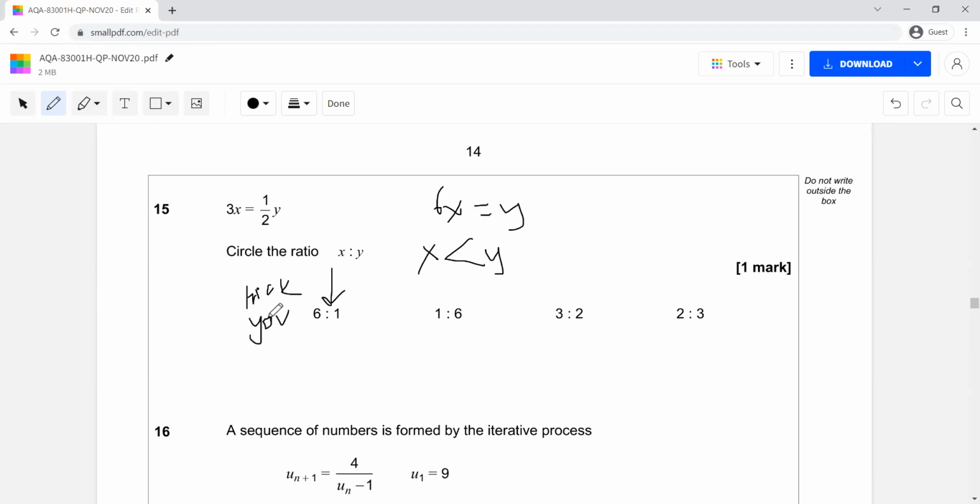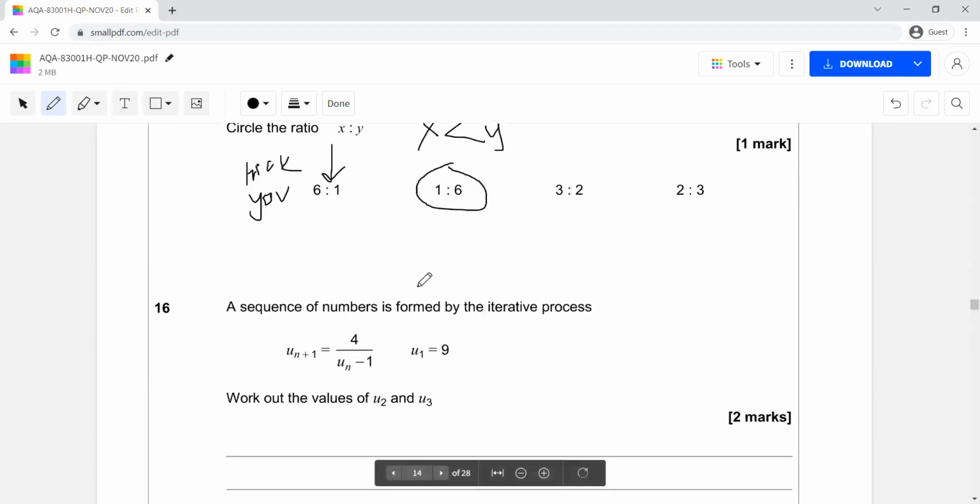And I'll tell you why. Because for every 1 y term, you have 6 x terms, right? Does that make sense? So this is the actual answer. 1:6. Question 16. A sequence of numbers formed by the iterative process.